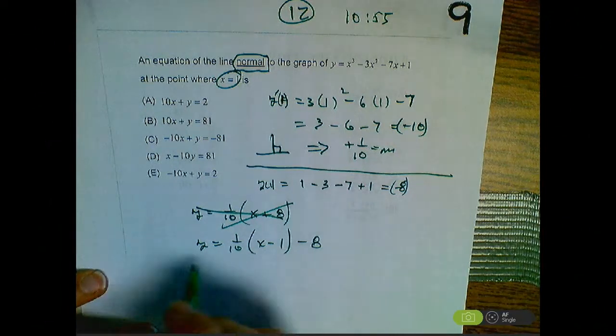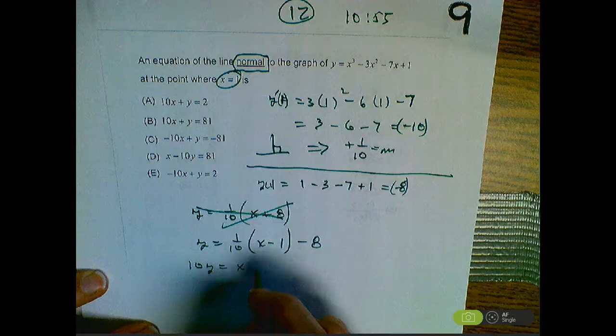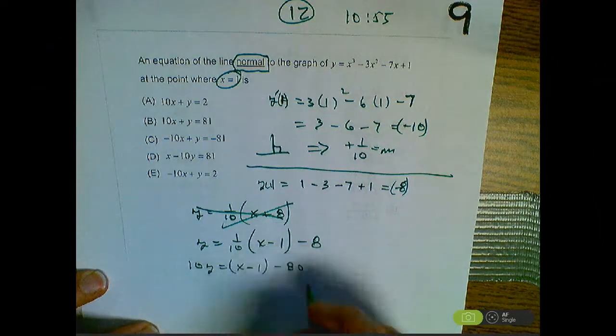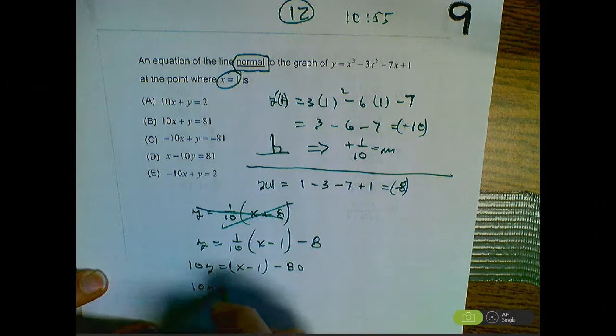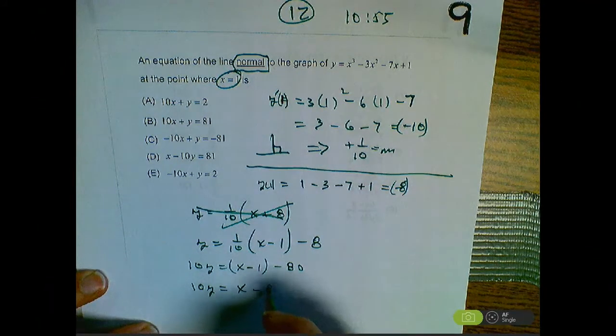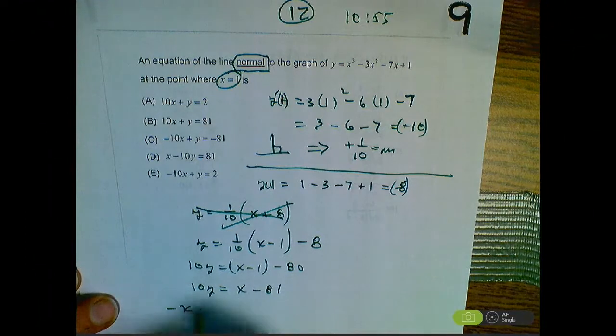Okay. Multiply everything by 10. 10y is equal to x minus 1 minus 80. So then 10y is equal to x minus 81. Let's look at our answers. Do we have a negative x plus 10y is equal to negative 81? Do we have that?